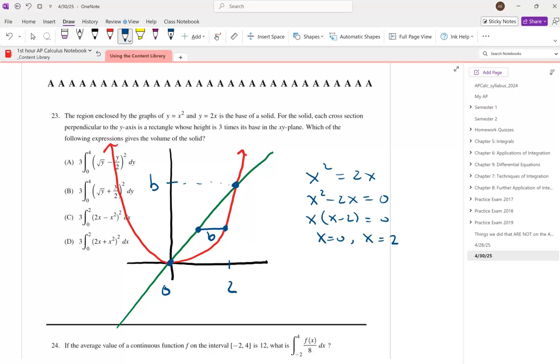So I know the x coordinates for the intersections are at 0 and 2. And then if I just plug that 2 into either one of them, I see that this point is (2, 4). So that b value is 4. So right away I can eliminate C and D as possibilities. So far, so good? Okay.